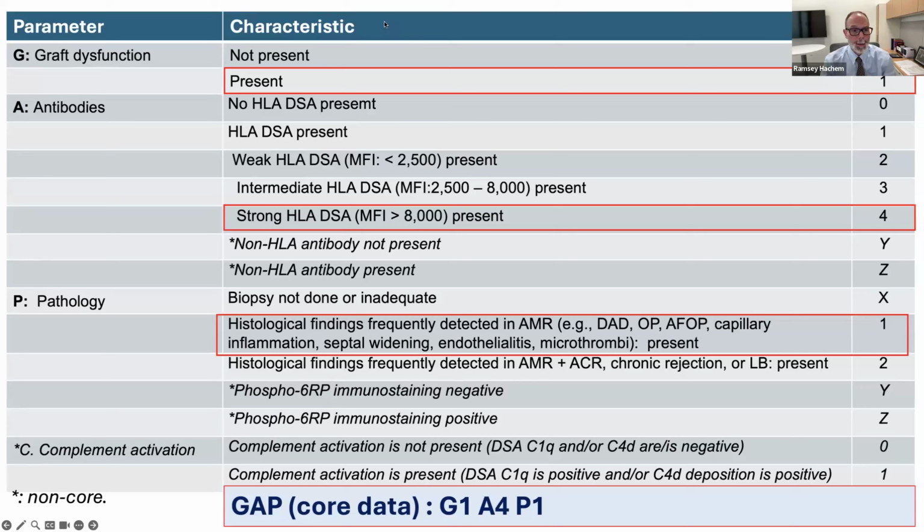So for our case, there was evidence of graft dysfunction with hypoxemic respiratory failure. So for the G component, the patient would get a score of 1, and that's shown in the red box.